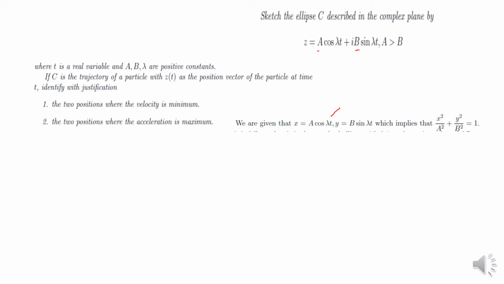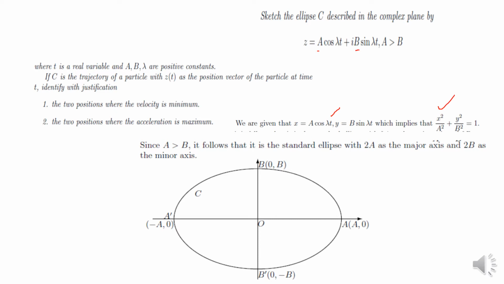So first, as I said, we will draw the figure. Here we take this well-known equation: x square upon a square plus y square upon b square is equal to 1, the equation of an ellipse. x is a cos lambda t in this question, and y is b sin lambda t. When t increases from 0 to pi upon 2 omega, it is a normal ellipse with major axis 2a and minor axis 2b.